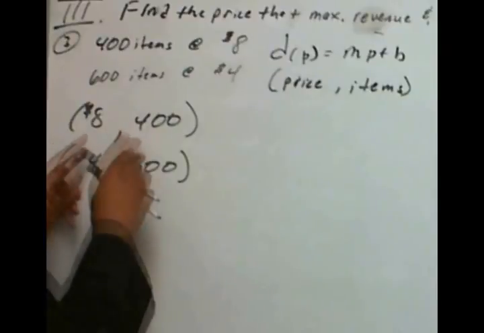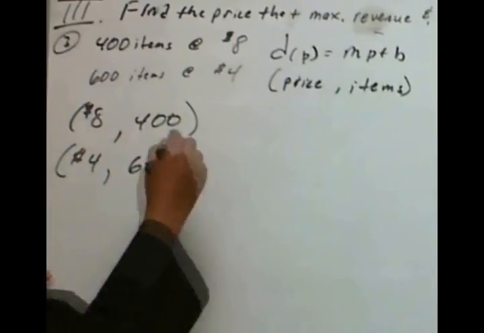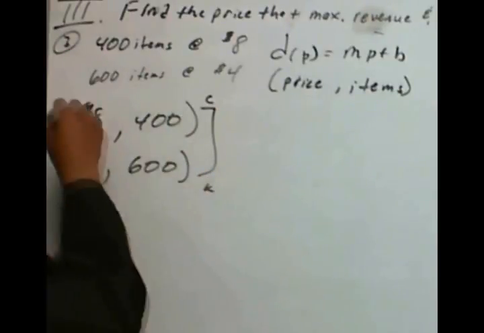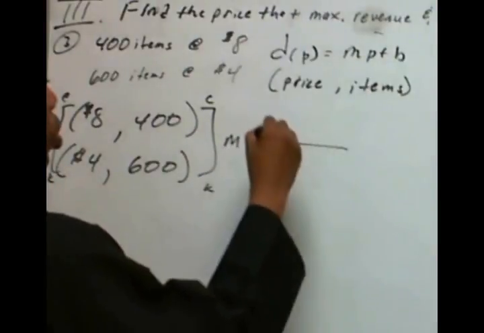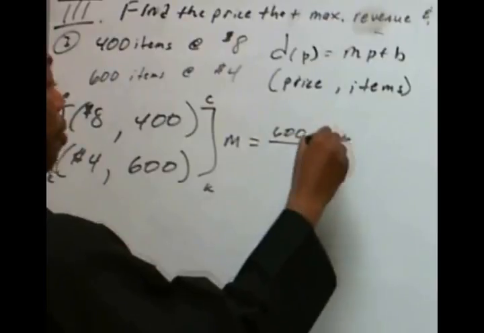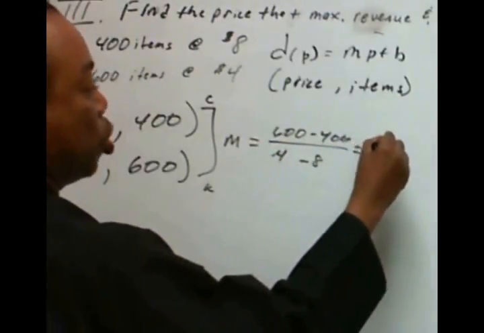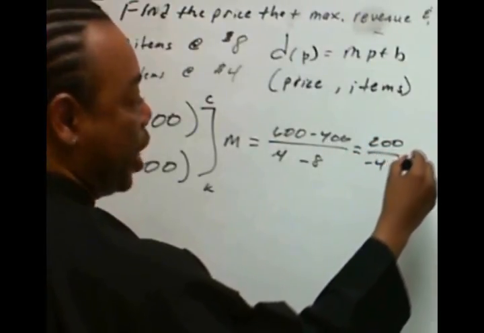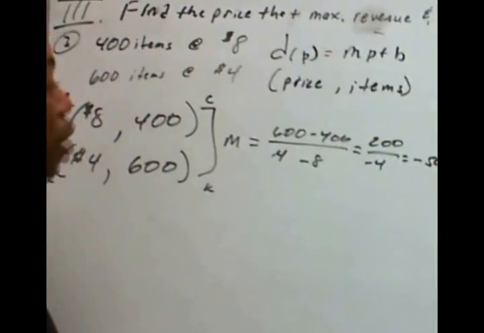This creates a point. This point right here, where the input is price, output is items, I can find the slope. So let's do a change keep and change keep here. So we have m equals 600 negative 400 over 4 negative 8. And this gives me 200 all over negative 4, which is negative 50. Okay, so I have a negative 50 for the slope.